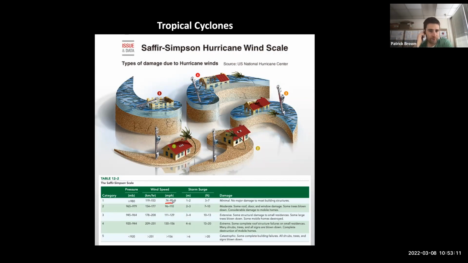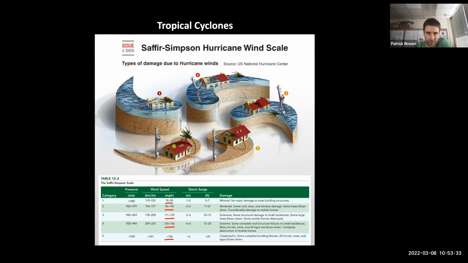So not like how fast it's moving or anything like that. It's the wind speed within the storm. And then up to 110 miles per hour is category 2, 129 miles per hour is category 3, 156 miles per hour is category 4, and above 156 miles per hour is category 5. And so here's a graphic of the damage associated with those.